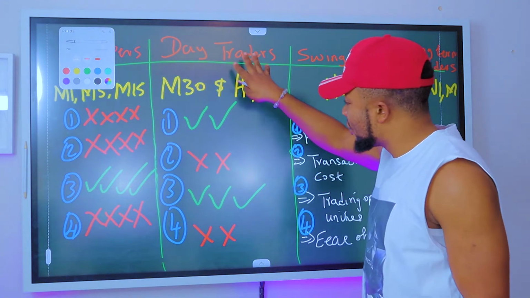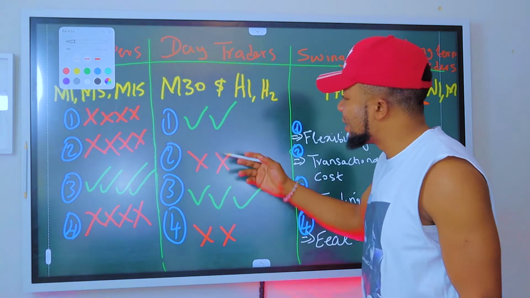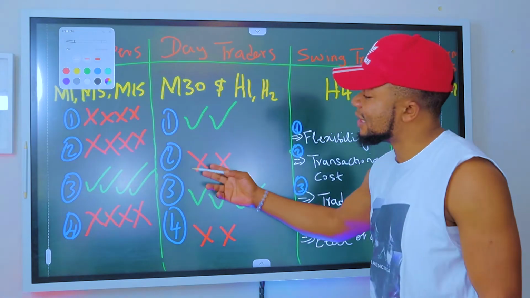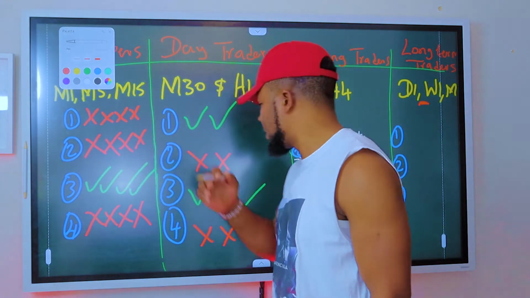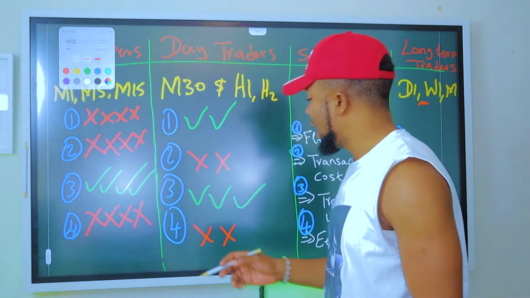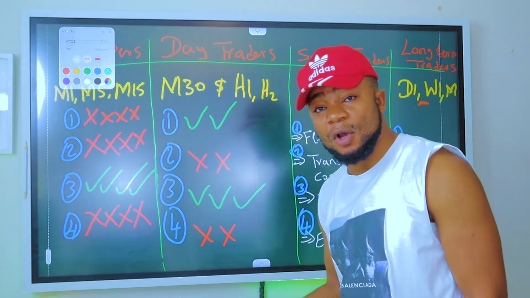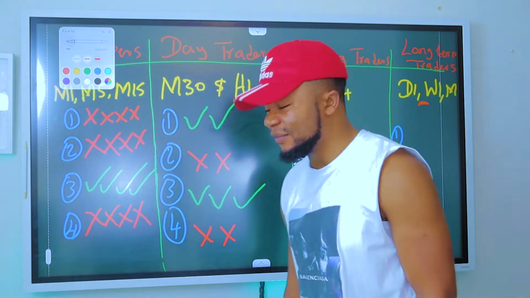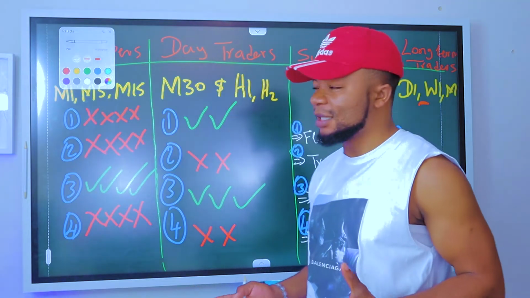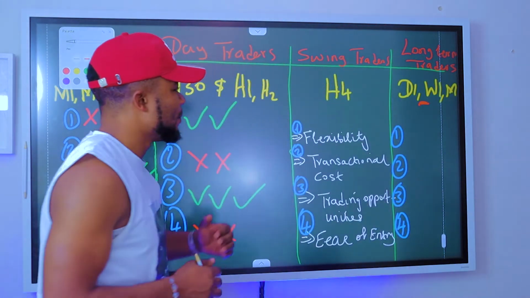All right. Now you can already start seeing that this one has some flexibility. The transactional cost is still there, but not as much as this. The trading opportunities are still there, but not as much as this. And the ease of entry is still difficult, but not as difficult. The difficulty level is not as high as this one. You see how interesting it is? Okay, let's go now to the next one.